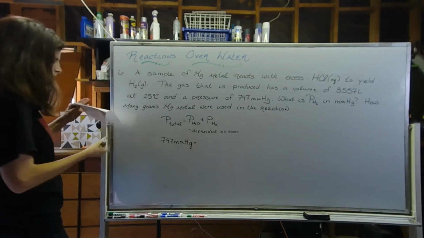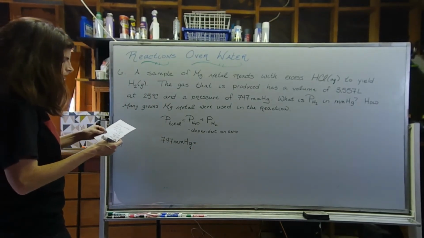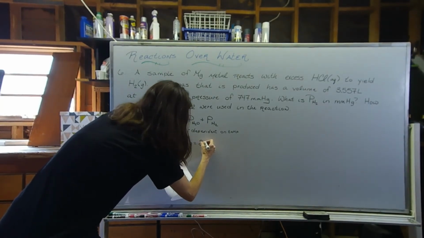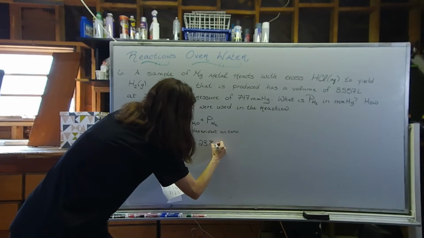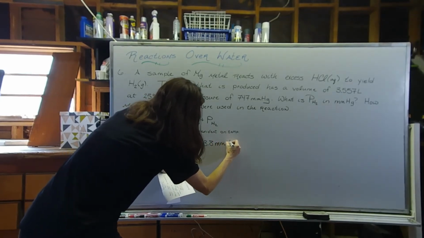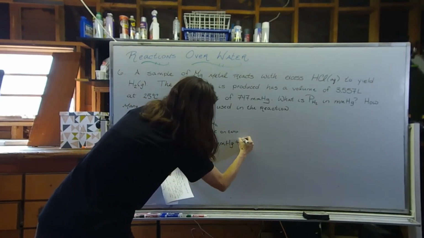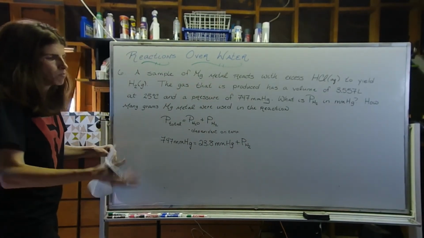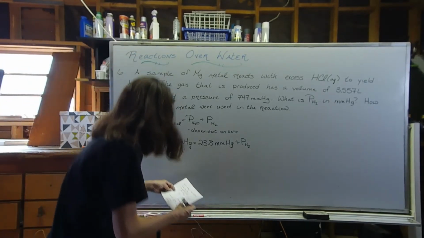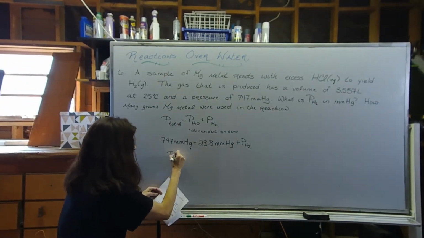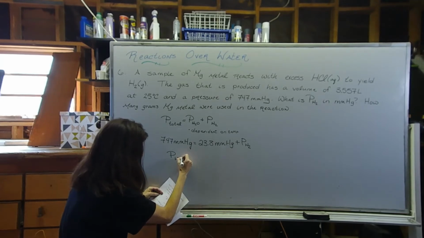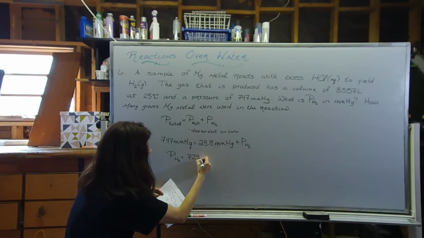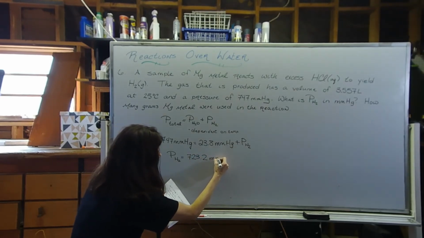And looking at my table, at 25 degrees Celsius, water has a partial pressure of 23.8 millimeters of mercury. And then the only other gas in the system is the hydrogen gas. So the remaining pressure must be due to that hydrogen gas. So when I subtract it, I got a partial pressure for the hydrogen gas equal to 723.2 millimeters of mercury.